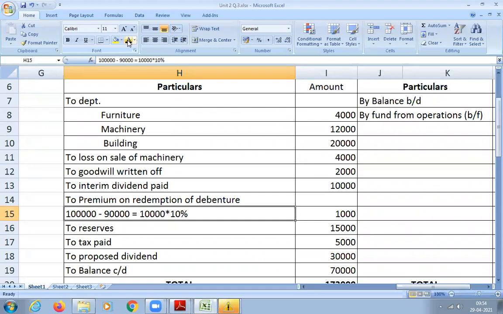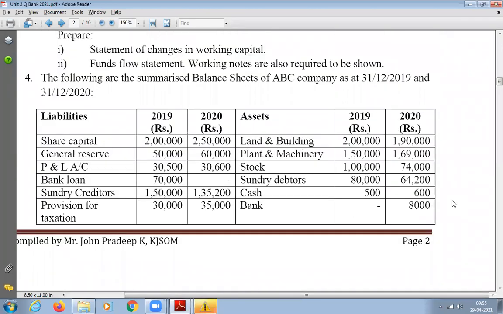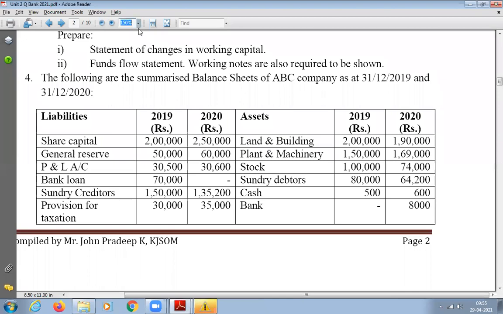Any other doubts? Question number 3. Shall we go to question number 4? Students? Yes, sir. Okay. So question number 4, somebody read for us quickly. Anyone quickly read question number 4. We will discuss that. And yesterday I told you to prepare statement of changes in working capital. We will discuss that and then we'll wind up the class. Quickly read the question.